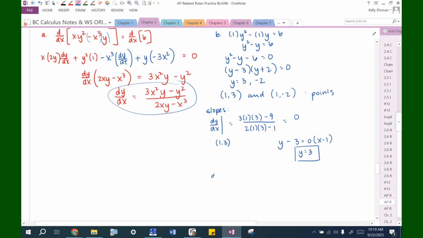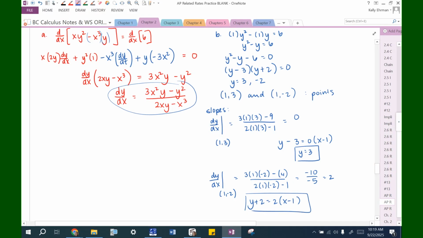The other slope would be dy dx evaluated at 1, negative 2. And so that's going to be 3 times 1 times negative 2 minus negative 2 squared, which is 4, over 2 times 1 times negative 2 minus 1 cubed. Negative 6 minus 4 is negative 10, over negative 4 minus 1, negative 5. That's 2. y plus 2 equals 2 times x minus 1. That's the other tangent line equation.